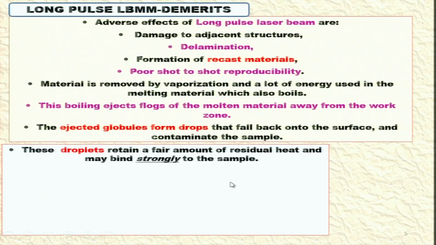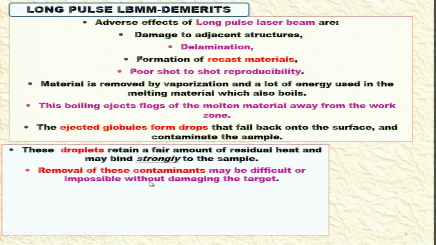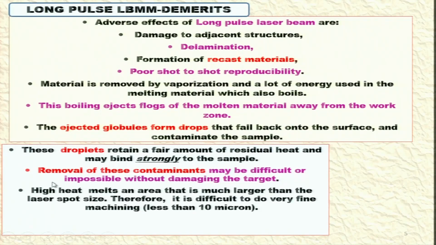These droplets retain a fair amount of residual heat and may bind strongly to the sample. Removal of these contaminants may be difficult or impossible without damaging the target, but in some cases, yes, you can remove it. High heat melts an area that is much larger than the laser spot. Therefore, it is difficult to do very fine machining, because we have seen in part 1 also that the temperature reaches in some cases as high as 8000 degrees centigrade.